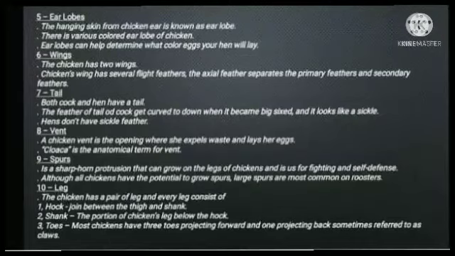Sixth, wings or pakpak of the chicken. Ang manok ay may dalawang pakpak. Chicken wings have several flight feathers. The axial feather separates the primary feathers and secondary feathers.